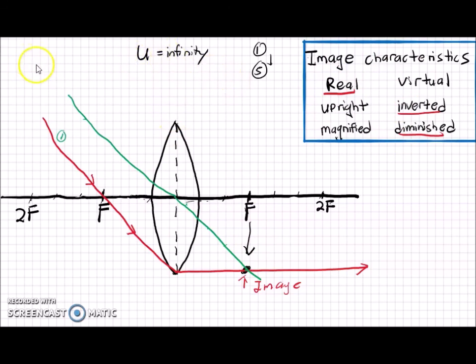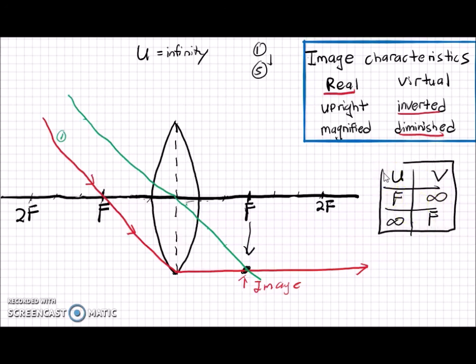So this is the image characteristics of this object position, which is at infinity, and there is a small conclusion here. U is the position of the object, and V is the position of the image. If the position of the object is at F, the focus point, your image will be at infinity. If the object position is at infinity, the image will fall at F. This is a small update for this video.